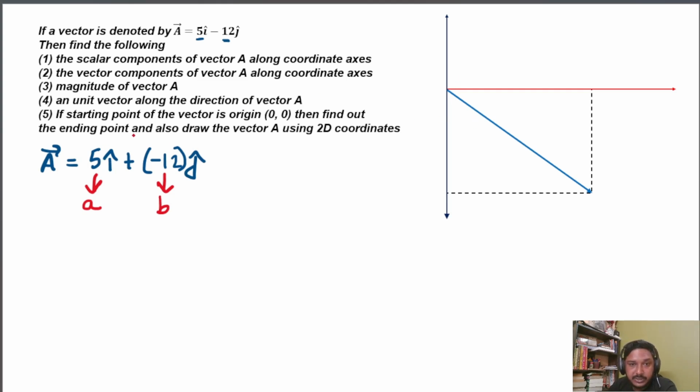So now we have to draw this point. One end point of this vector is the origin, which is given here. This is the origin here. Another end point is at A, but we don't know the coordinates. The coordinates will be 5 and minus 12.